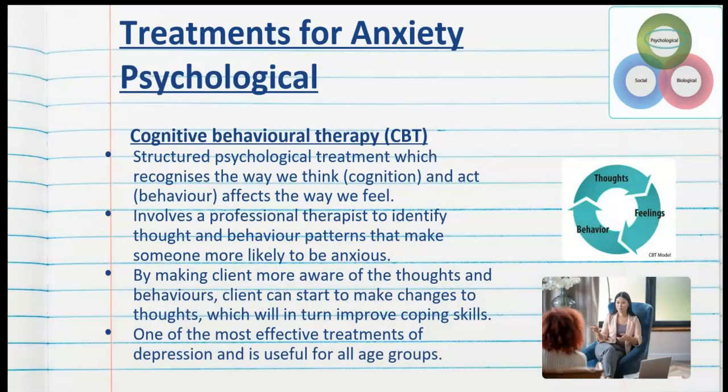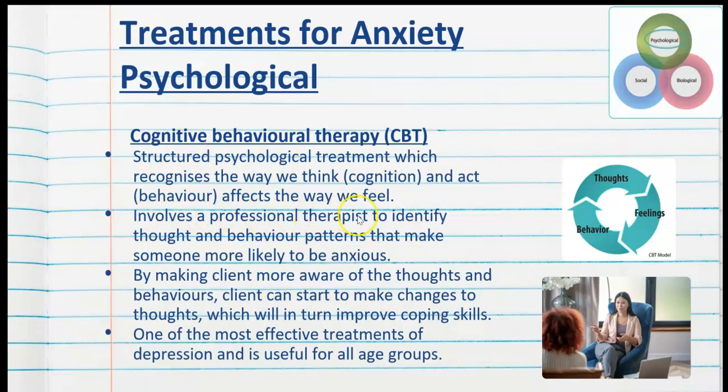Okay, so psychological treatments for anxiety include, obviously, CBT. I talked about this in a previous video. CBT, as we know, is a structured psychological treatment which recognizes the way we think, so again, cognition and behavior will affect the way that we feel. If we challenge the anxious thoughts, it will lead to a change in our behavior, which will then lead to a change in the way we feel and perceive information.